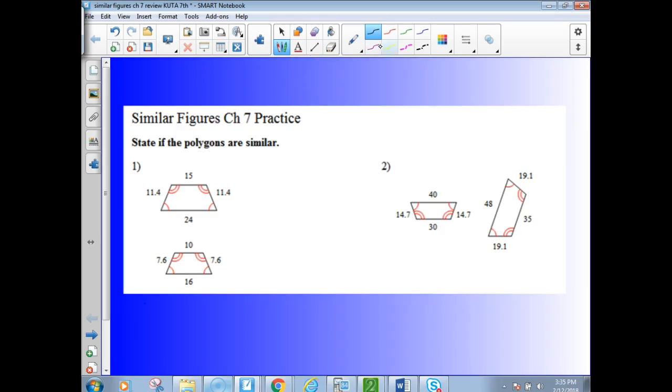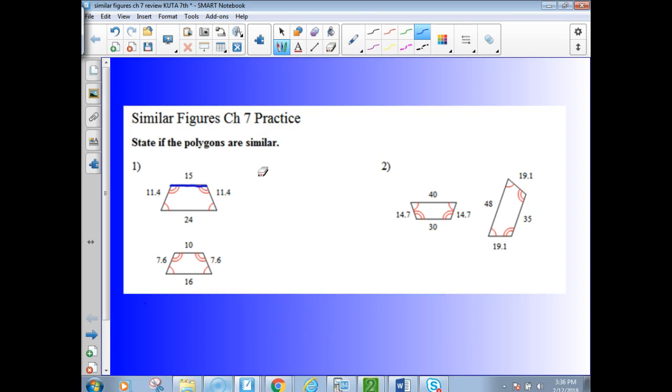This is practice on similar figures in Chapter 7. In order to state if the polygons are similar, it's not sufficient to just say yes, they are. It's also not sufficient to just compare two pairs of sides. You must compare all of them. So what I want to see is whether you know if the sides are in the same ratio.